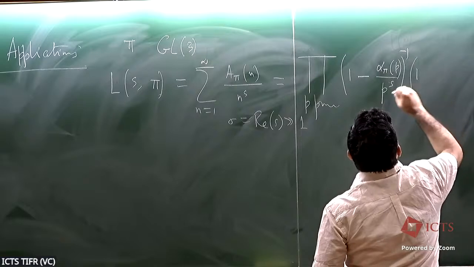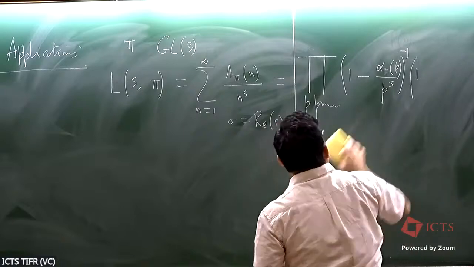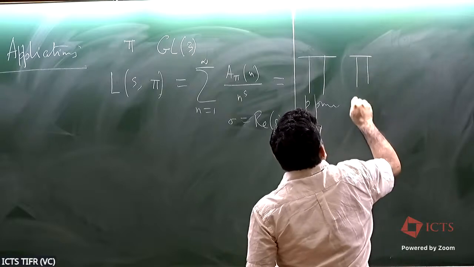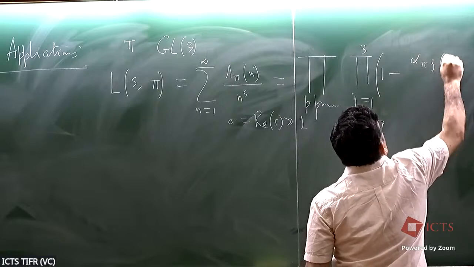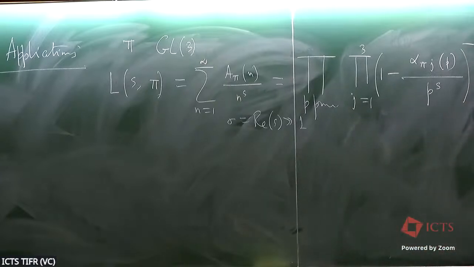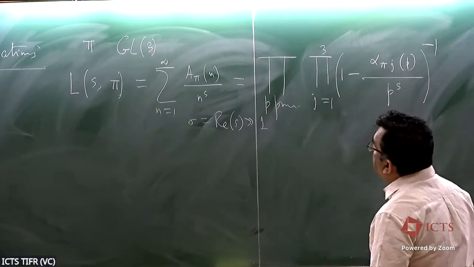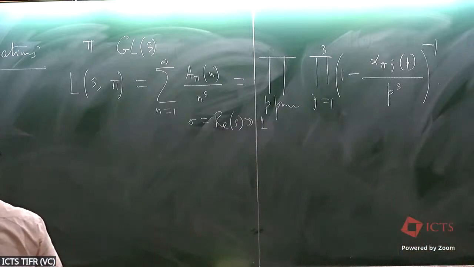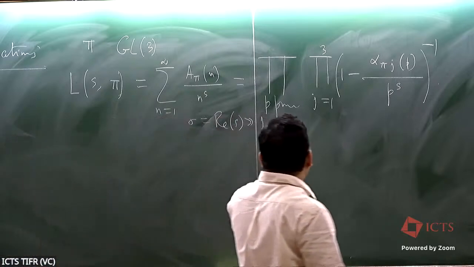It's slightly difficult to write down all the terms, but I'll have a degree 3 function, keeping in mind what's going to happen next. So I'll just take j running from 1 to 3, 1 minus alpha pi j p at p to the power s. These are the Satake parameters, the local parameters, which are associated to a GL3 Hecke-Maass form. Anyway, it has analytic continuation and functional equation and all that.